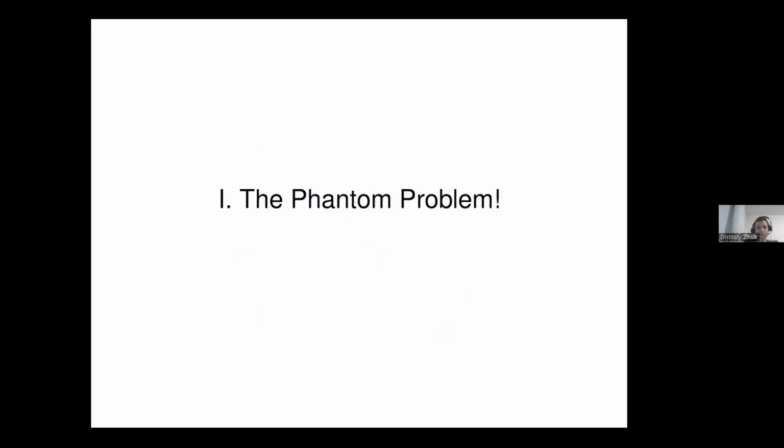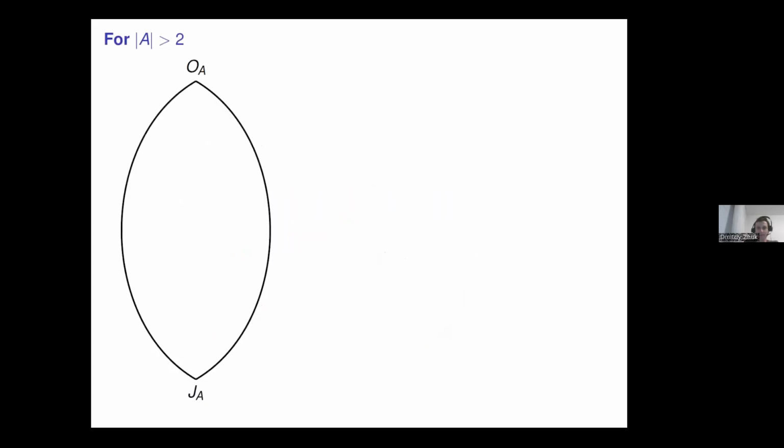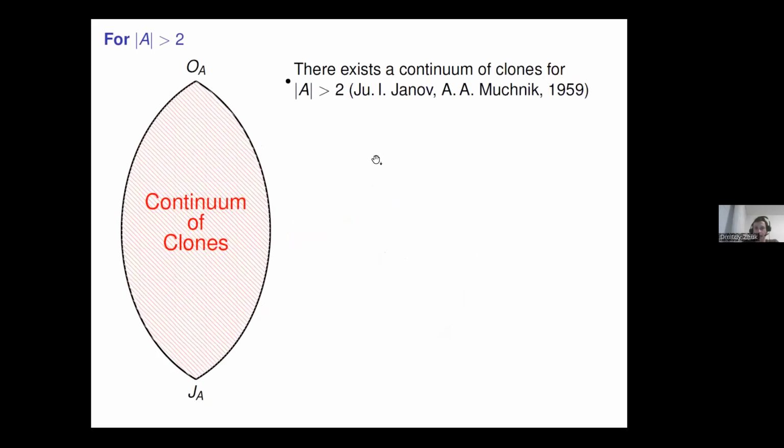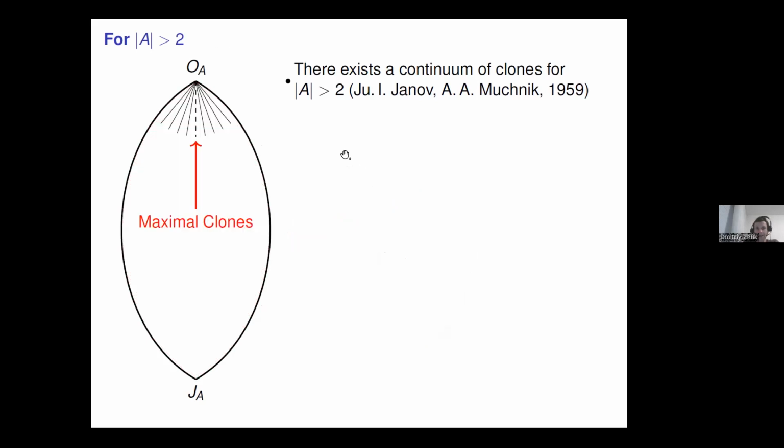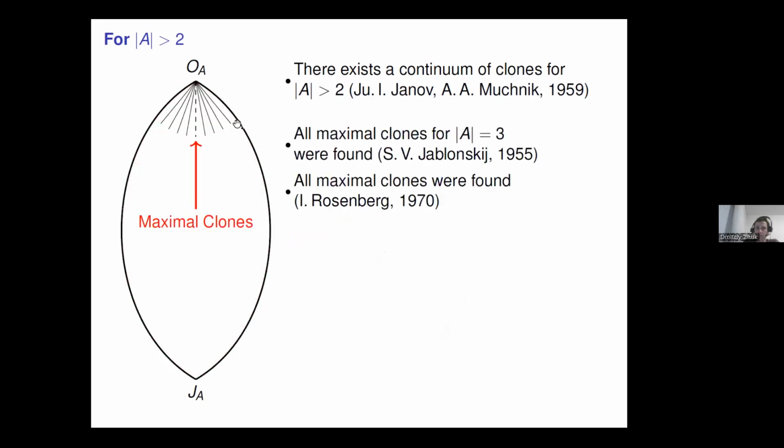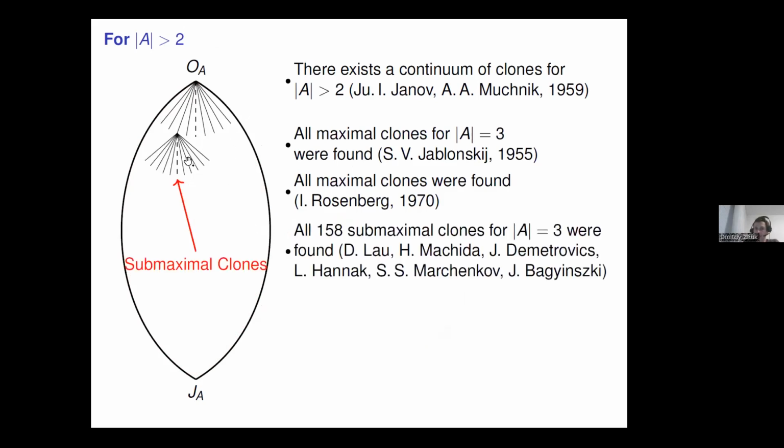But, and now the first part of my talk, the phantom problem. We have a problem. If we are on a domain of size at least 3, then we know that we have uncountably many clones. But we still have many results. For example, we know all maximal clones for the 3-element domain and for the general case. We even know all submaximal clones for the 3-element domain. Look at the atoms of this lattice.